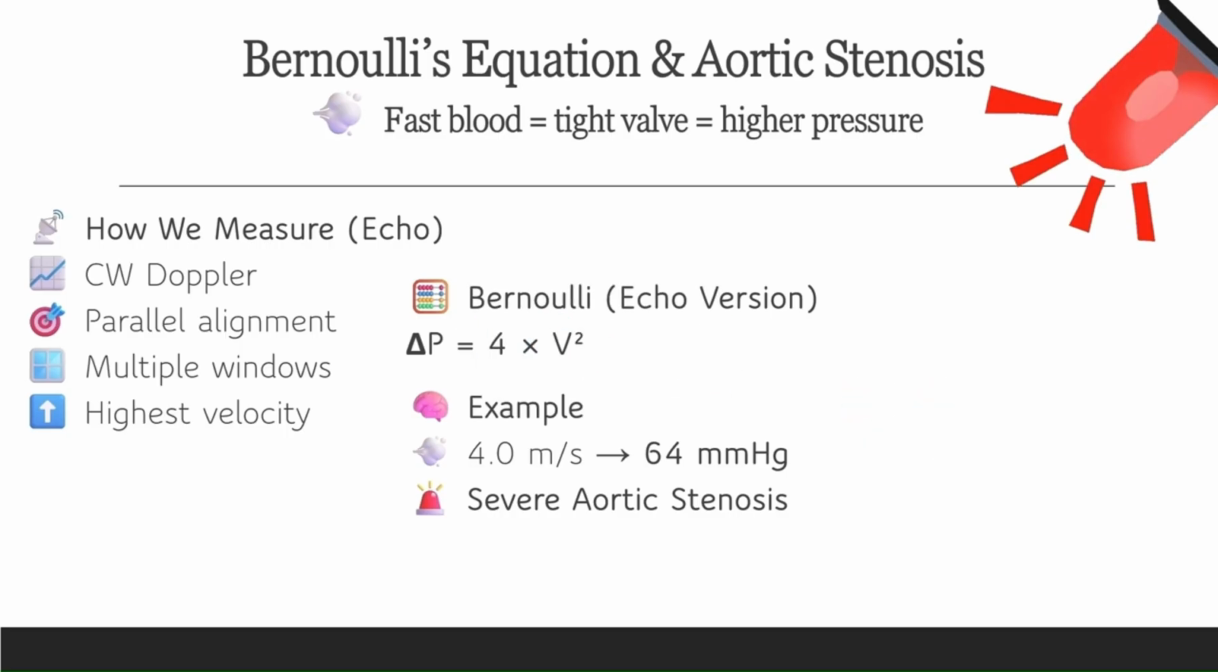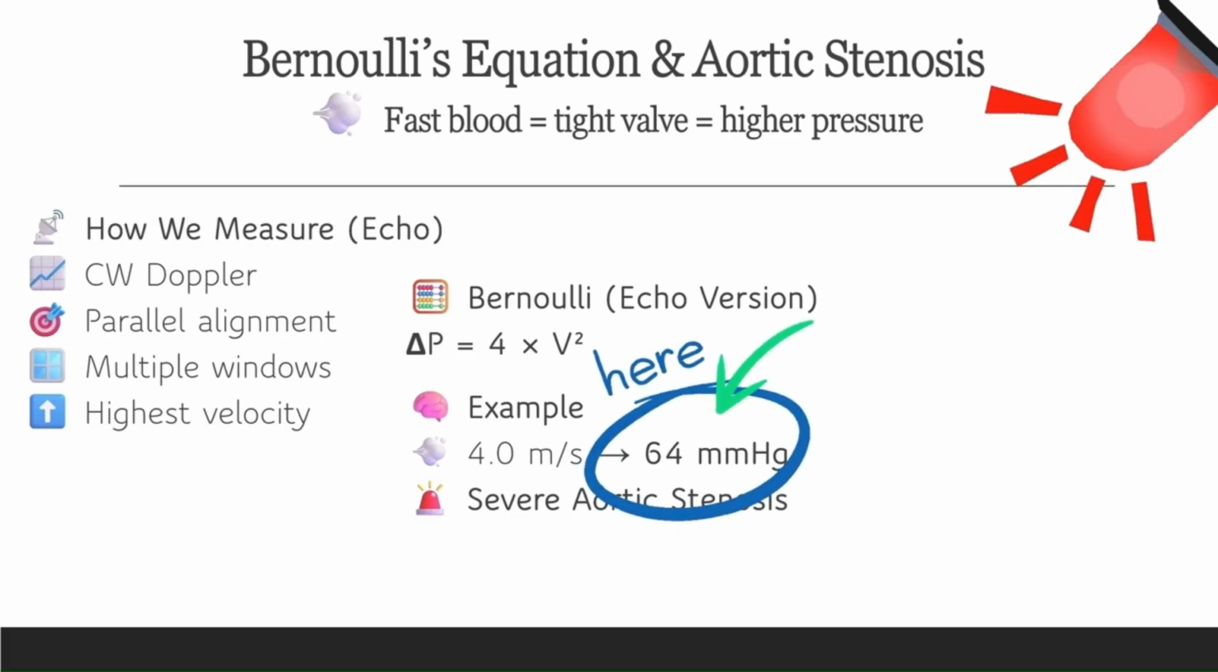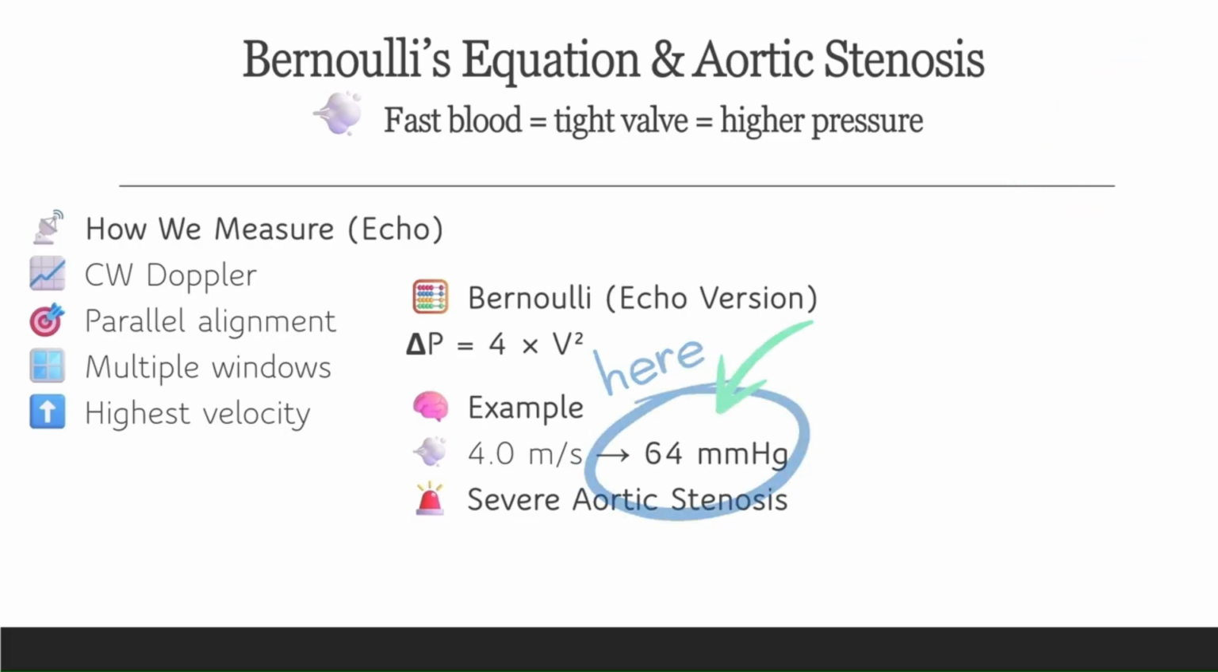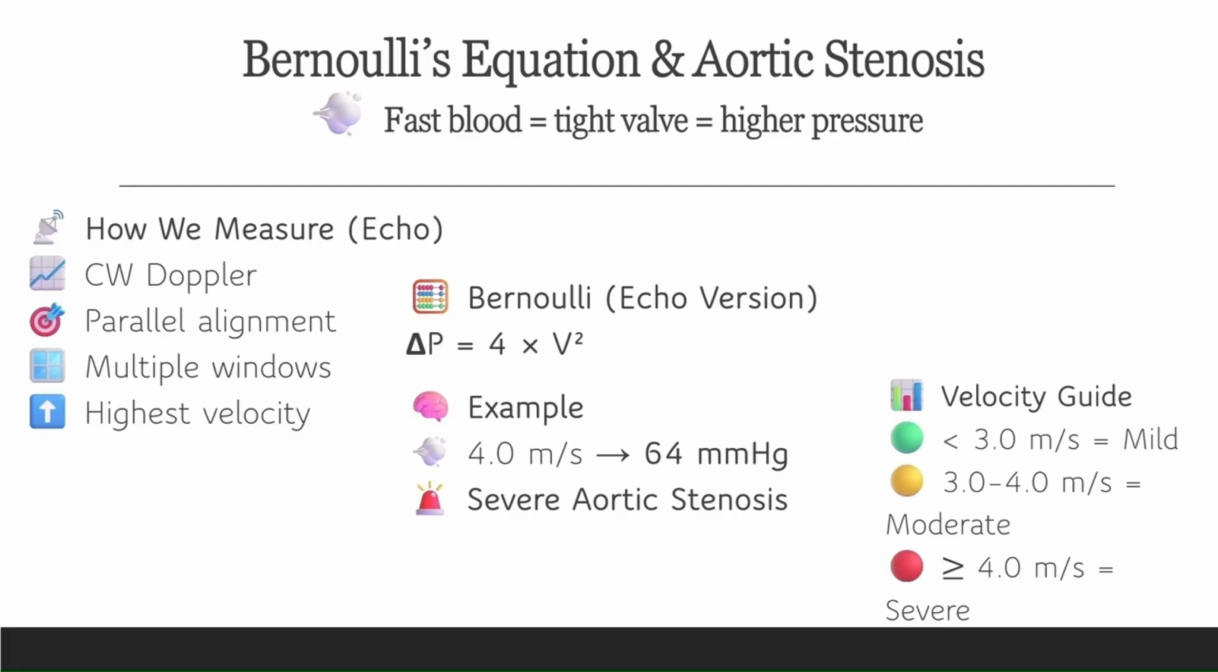A gradient this high tells us we are dealing with severe aortic stenosis. Even without the math, velocity alone gives us a strong clue. Once velocities reach 4 meters per second or higher, we are definitely in the severe range.